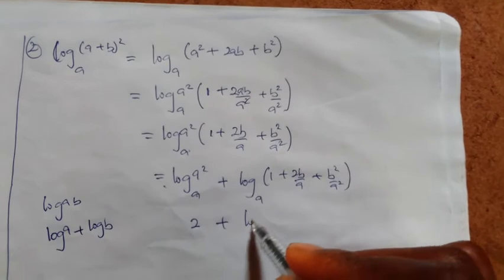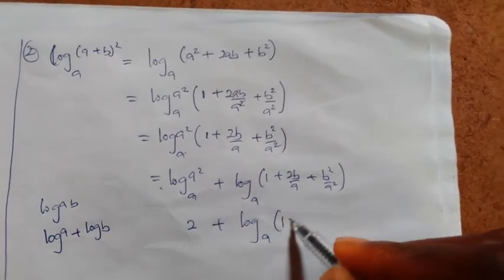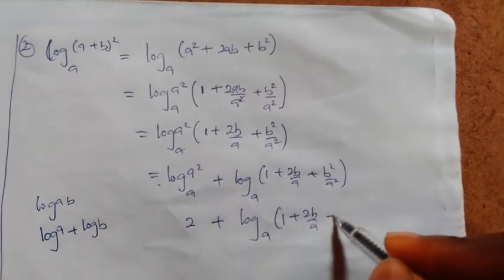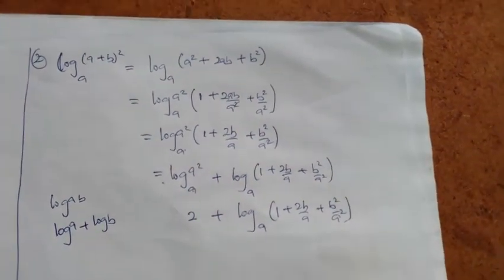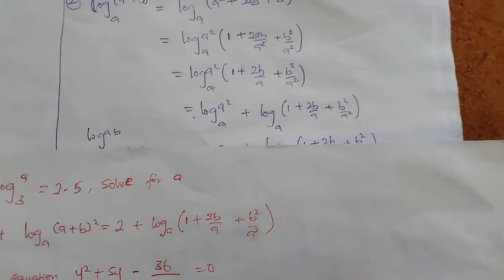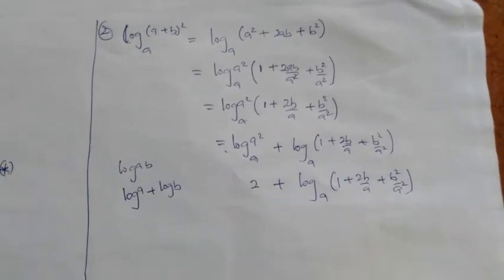1 plus log base a of what? 1 plus 2b over a plus what? b squared over a squared. And that is the proof.